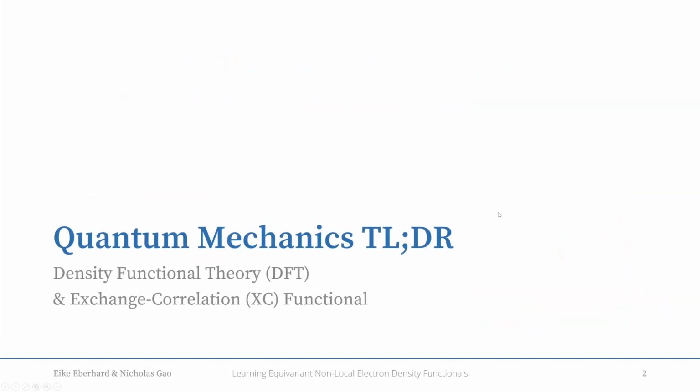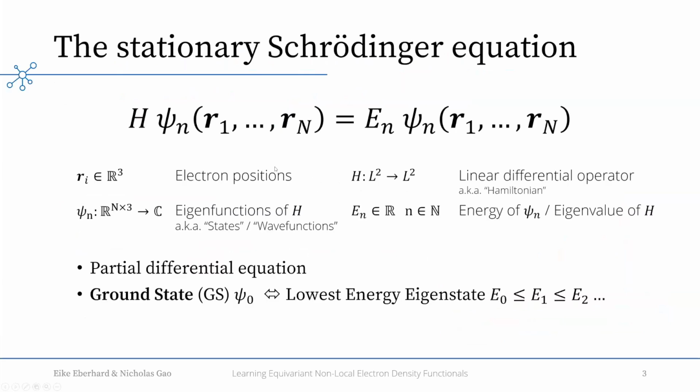So first we have to start with a bit of quantum mechanics, at least a TLDR of it, which gives an idea of the context of this work. Modern chemistry, and reactions in modern chemistry, are governed by the so-called Schrödinger equation. You see the stationary Schrödinger equation, which is basically an eigenvector equation. If you have an operator H, some eigenfunction phi n, and an eigenvalue En with these electron positions, as you can see, this is a rather complicated function of the number of electrons, 3N, many arguments.